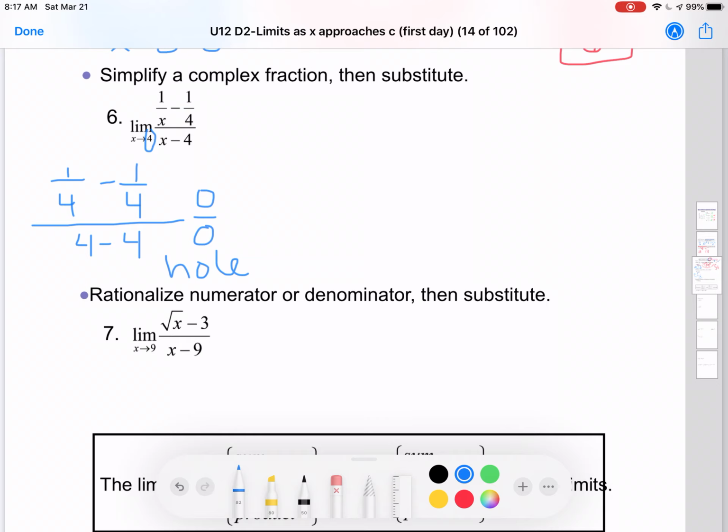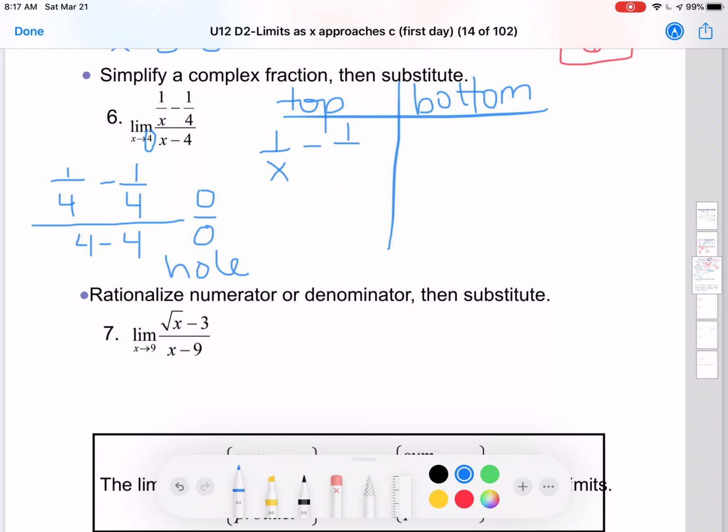But we can't factor this one, but I'm sure that you guys notice that this one is top bottom. That was my kitty cat jumping on the table, if you heard him. All right, 1 over x minus 1/4, and then the bottom is just x minus 4. Okay, so remember we want to get an LCD, so the LCD would be 4x, so I'll multiply by 4. Whatever I do to the bottom, I have to do to the top to maintain equivalency. I'll multiply by x, I'll multiply by x. So we have 4 minus x over 4x.